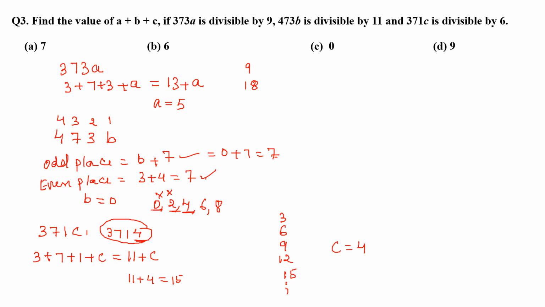And in the above cases I have got the value of a as 5 and b as 0. And you have to find a plus b plus c. So it will be 5 plus 0 plus 4 which will give me the value 9, which is option D, right?